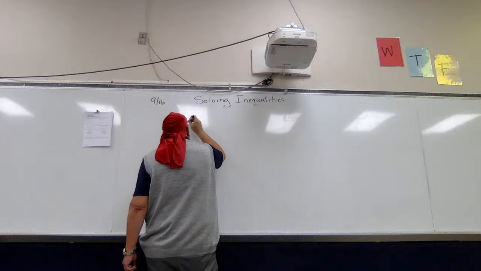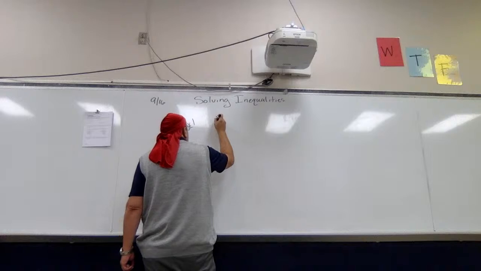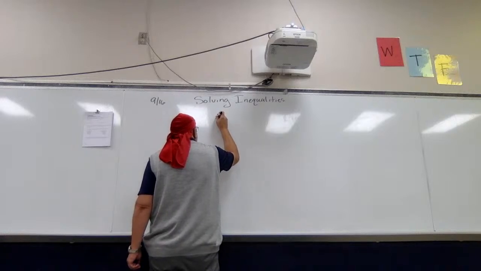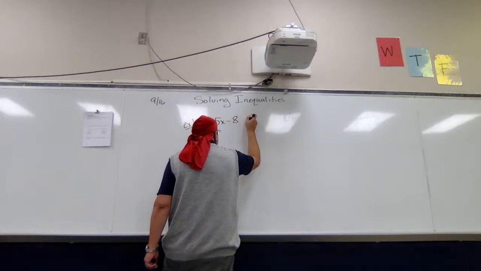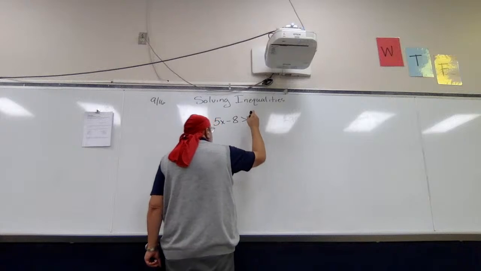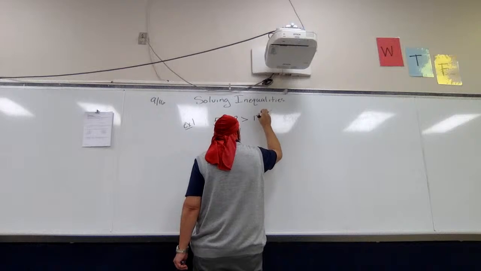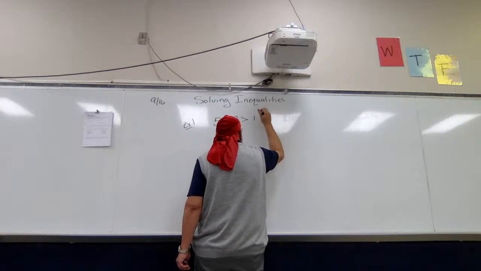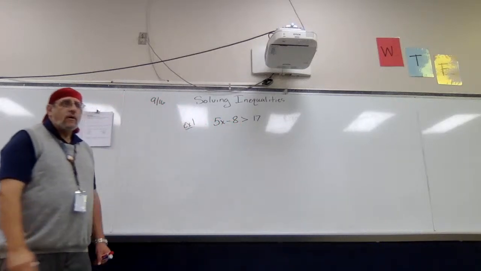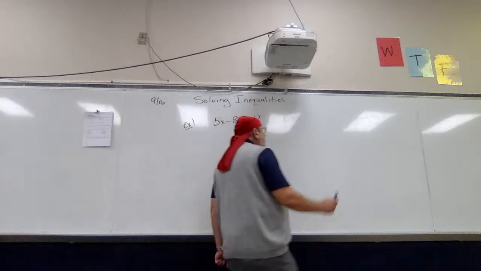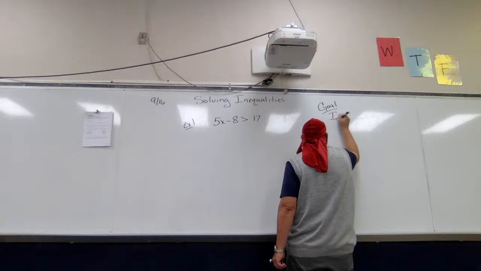So let's use two examples. Example 1 is, let's say, 5x minus 8 is greater than 17. Okay? Good? So when you're solving inequalities, the goal is the same as solving equations. Isolate the variable.